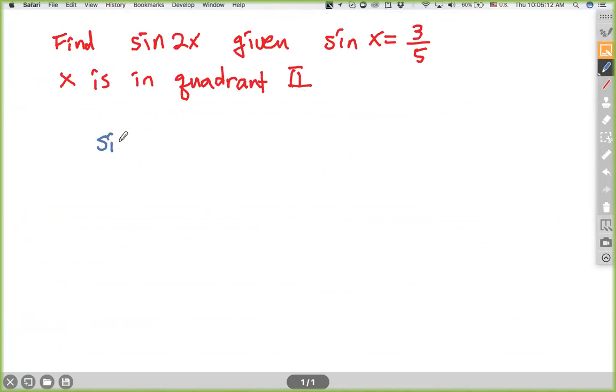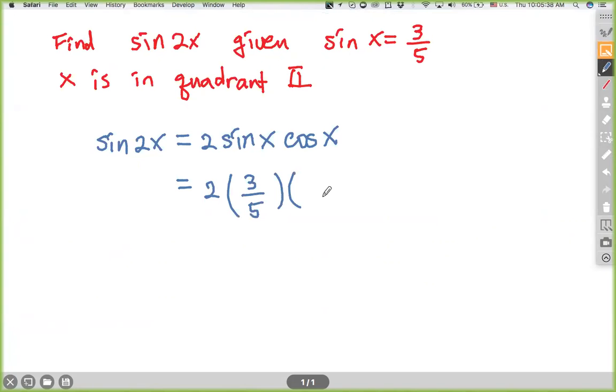So according to the formula, sine 2x is equal to 2 times sine x times cosine x. Okay, first write down the formula. Now what we need to compute this sine 2x value is these two, sine x value and cosine x value. So sine x value is given. That's right here, 3/5. But cosine x is not given, so you have to figure out the value of cosine x.